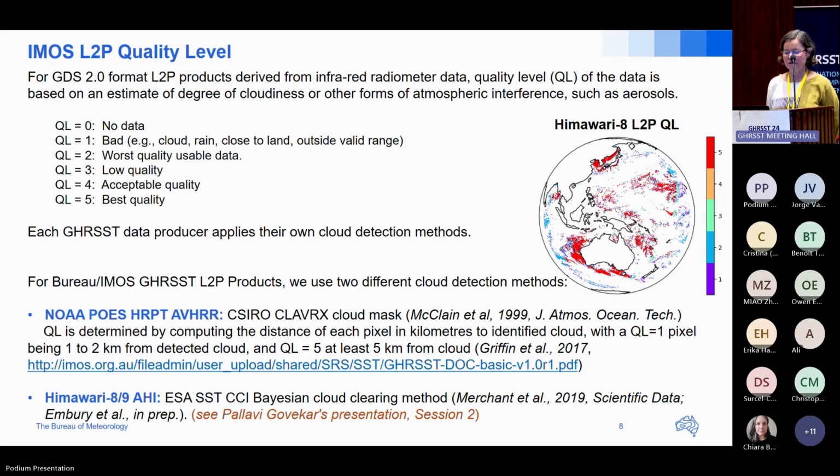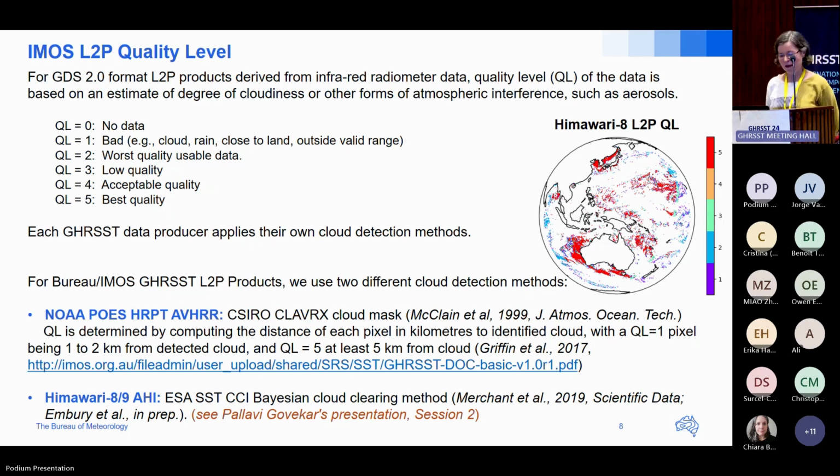Quality level 3 is the lowest quality data that one would probably want to plot, but it's still not the quality that you want if you want to ingest it into an ocean model, say, or to use for validation. Quality level 4 is generally okay. It's acceptable quality. It probably won't be cloudy. Quality level 5 is the best quality, and it's what we generally use for validation purposes.